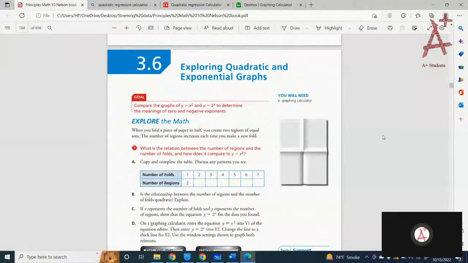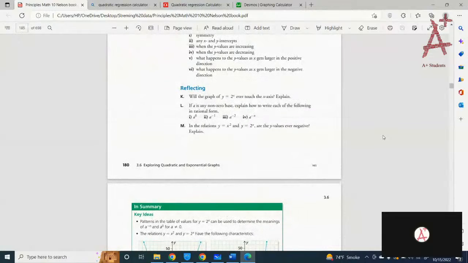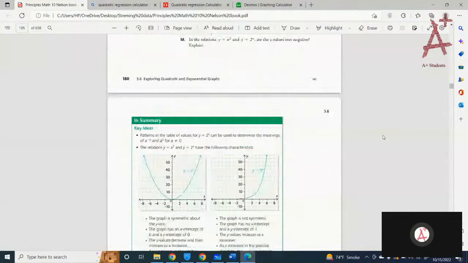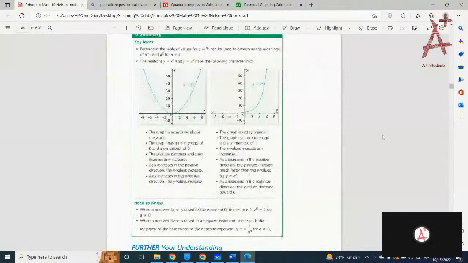Okay, let's start with 3.6, that is exploring quadratics and graphs. Patterns in the table of values for y equals 2^x can be used to determine the meaning of the graphs. Here you have two graphs. One of them is a parabola and the other one is an exponential graph. The one that is y equals 2^x is the exponential graph.